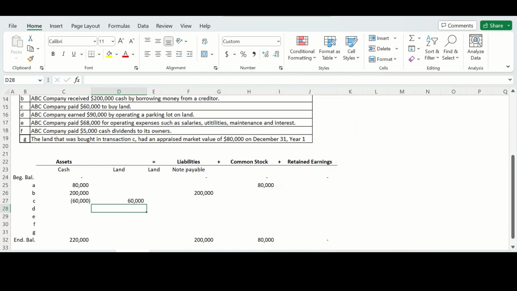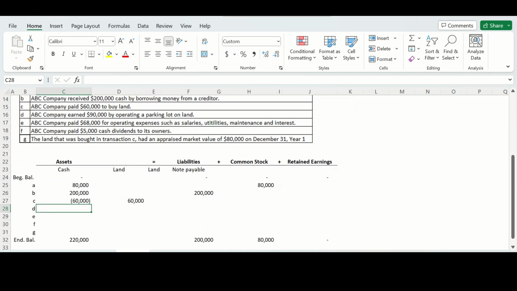Now, this is a special kind of transaction where we have an increase and decrease on the same side of the accounting equation. So because we have a positive $60,000 and a negative $60,000, we have a net zero on the asset side, and now we still have zero on the liabilities, common stock, and retained earnings side. So we are in balance and can move to the next transaction.